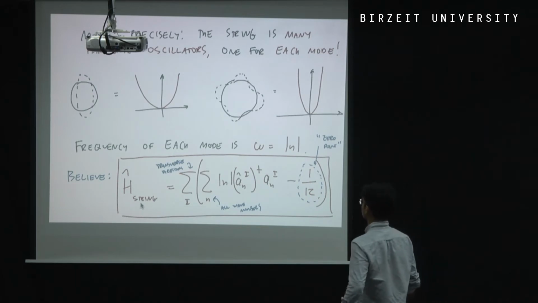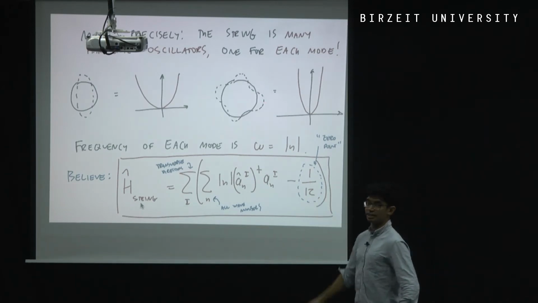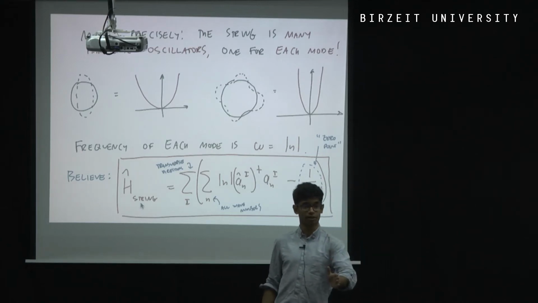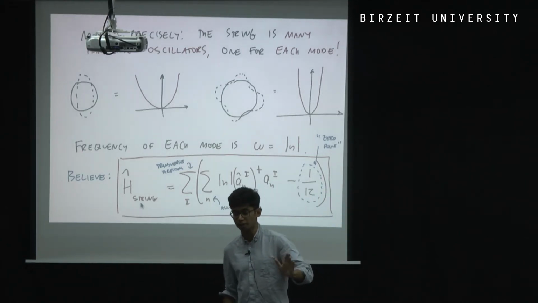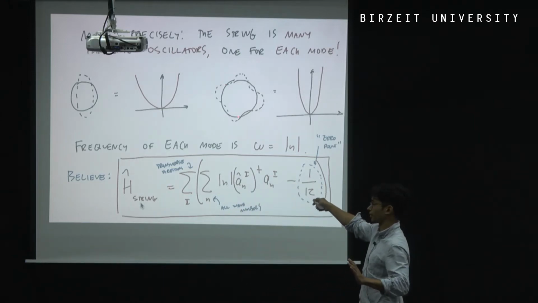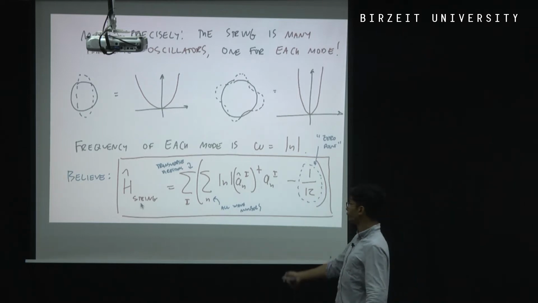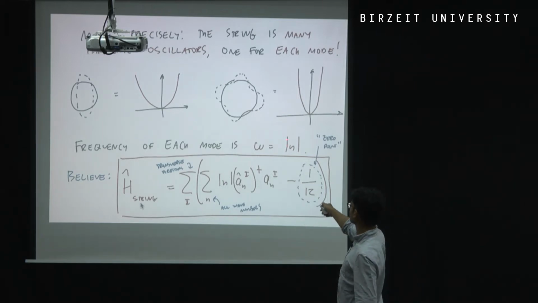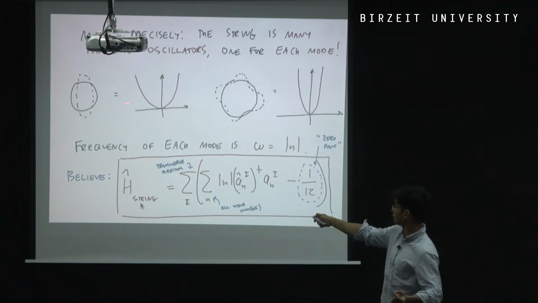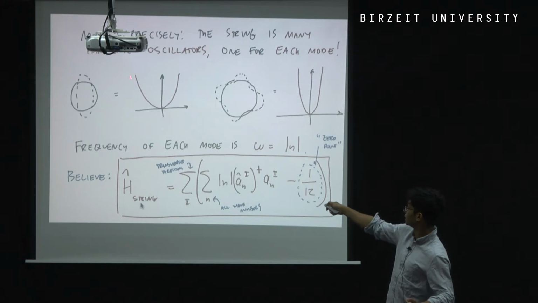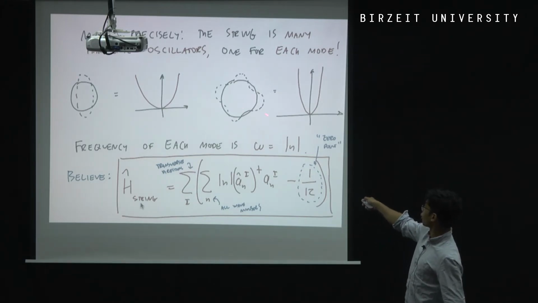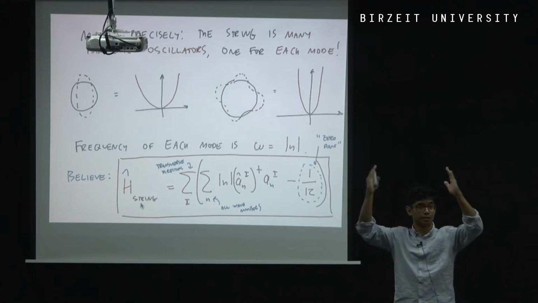So let me be a bit more precise. More precisely, to describe a string, you should imagine many different harmonic oscillators, one harmonic oscillator for each frequency, for each mode of the string. Okay? The frequency of each oscillator is the absolute value of the wave number. So for example, this is one oscillator. It has a certain wave number. It has some frequency here.